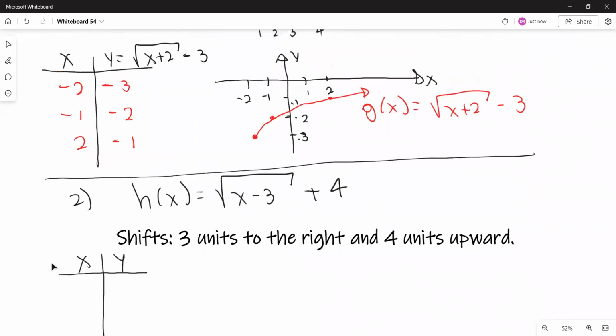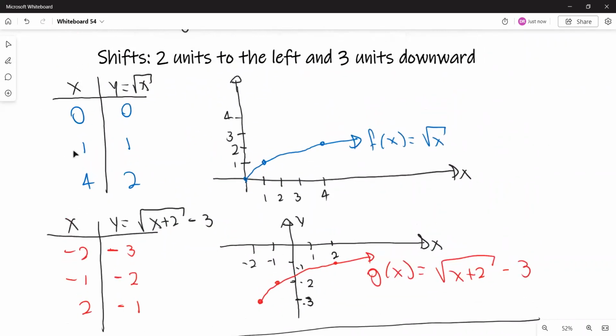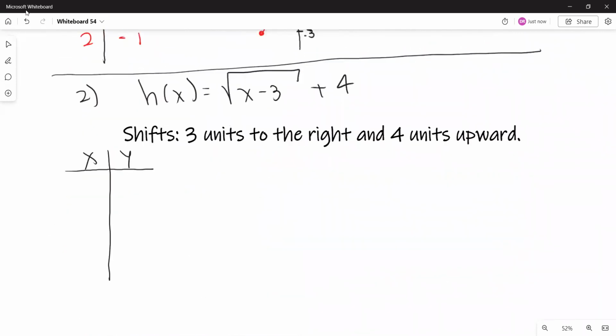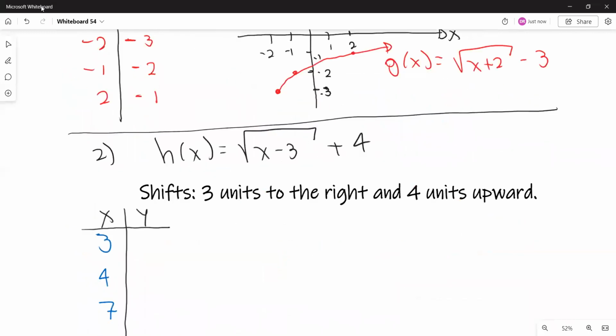Okay, so shifting 3 units to the right, that means we're going to add 3 to each x value of the square root function. 0 plus 3 is 3. 1 plus 3 is 4. And 4 plus 3 is 7. And we're going to add 4 to each y value in the square root function. 0 plus 4 is 4. 1 plus 4 is 5. And 2 plus 4 is 6.